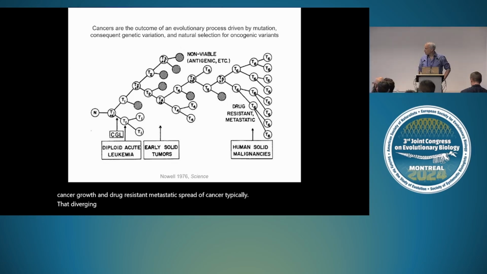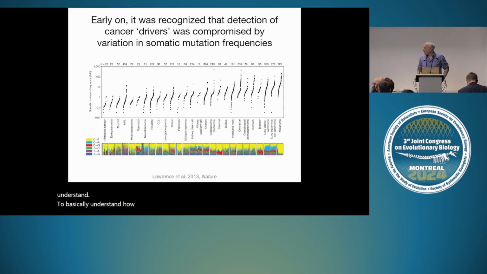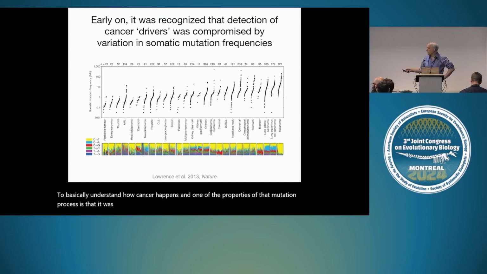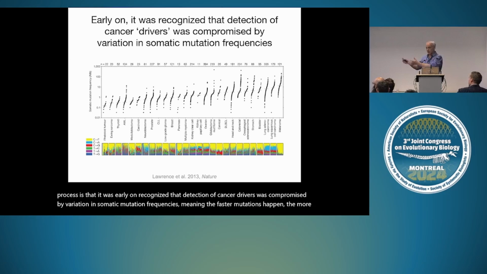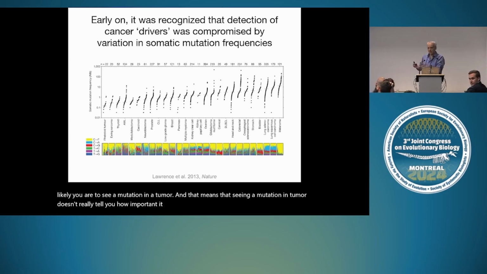That branching process with the mutations appearing is really important to understand, to basically understand how cancer happens. And one of the properties of that mutation process is that it was early on recognized that detection of cancer drivers was compromised by variation in somatic mutation frequencies, meaning the faster mutations happen, the more likely you are to see a mutation in a tumor, and that means that seeing a mutation in a tumor doesn't really tell you how important it is. Like, if you see a mutation in a particular gene a lot, it may or may not be important.